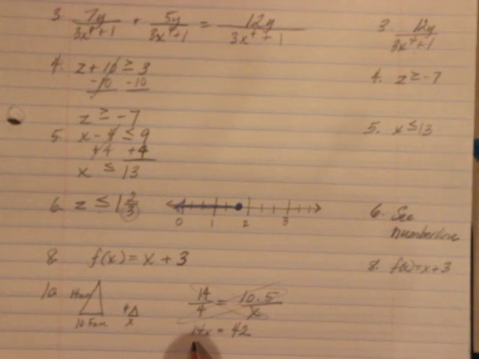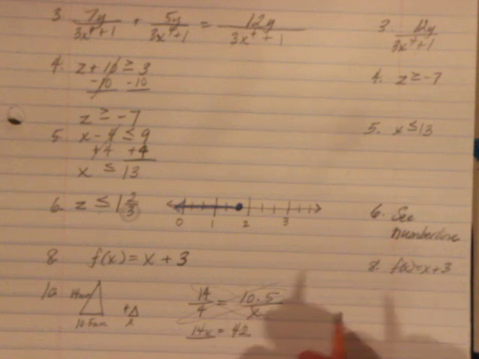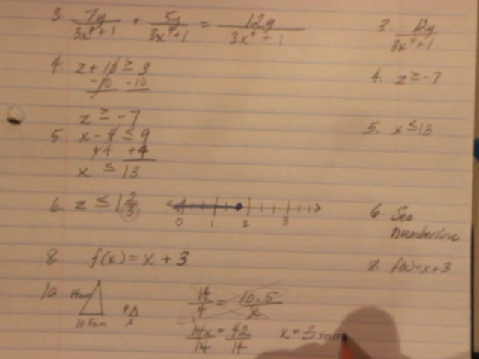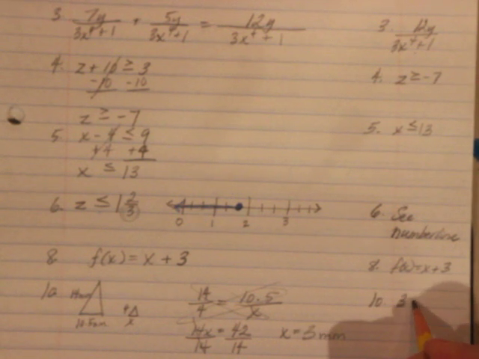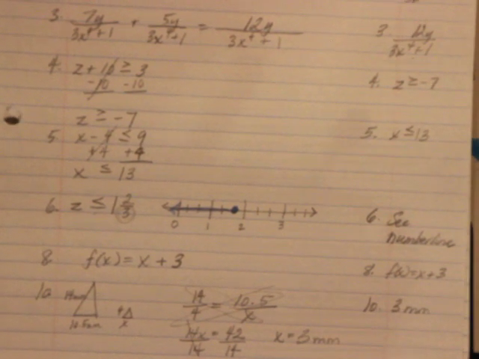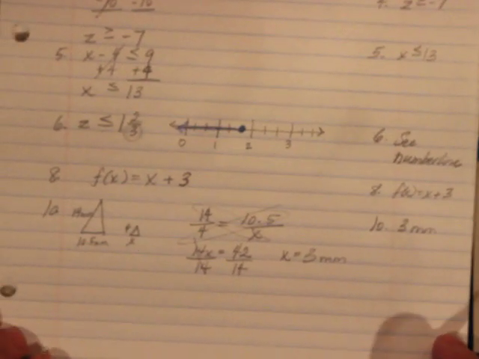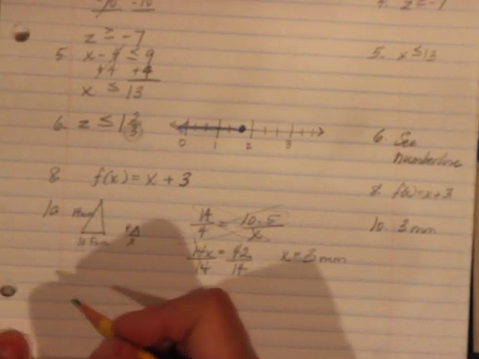And in order now to solve for x, because 14 times x is a multiplication, I'm going to do the inverse operation, which is division. Divide out that 14, and I get x equals 3. My units are millimeters. So the answer to number 10 is 3 millimeters. Great.